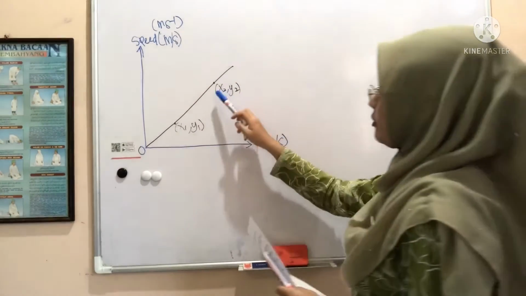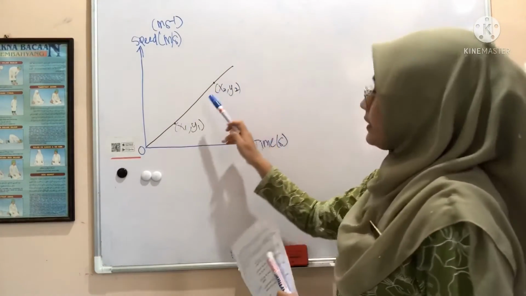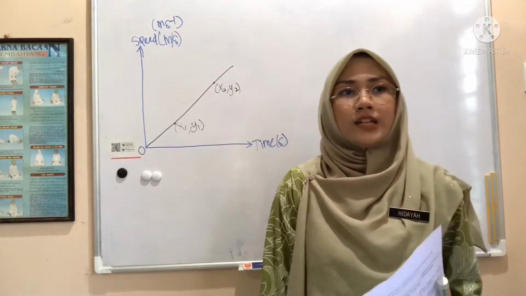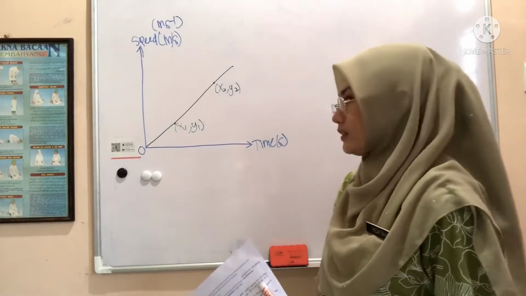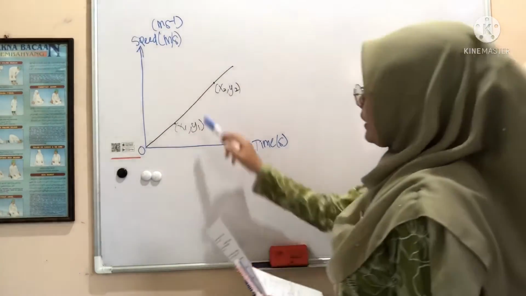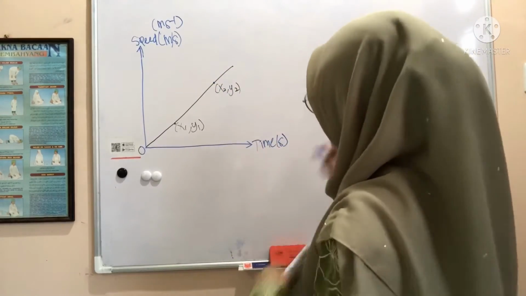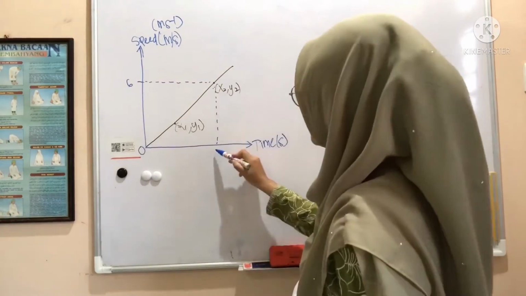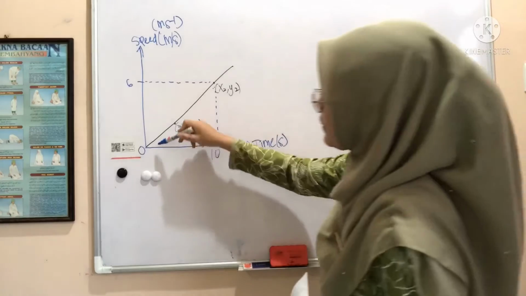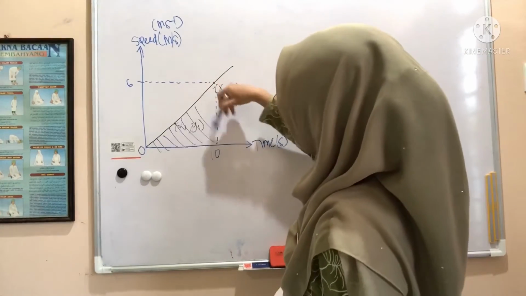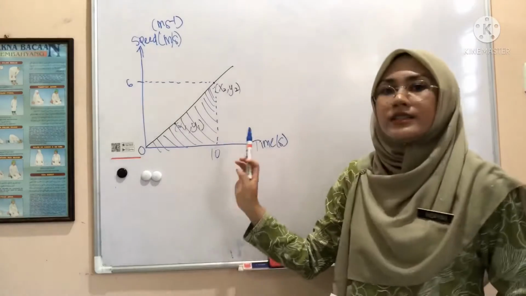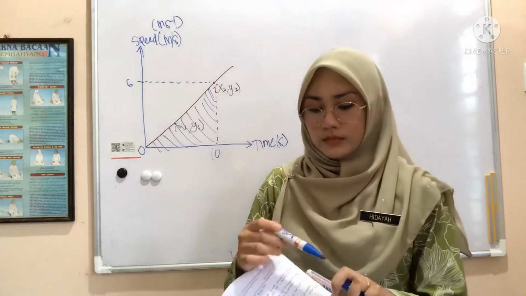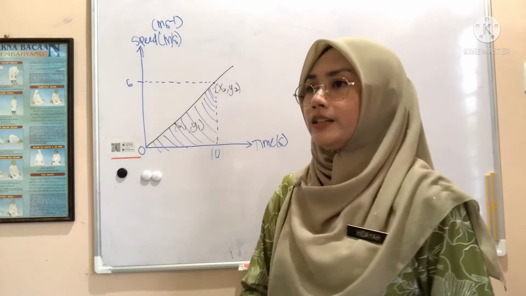Okay, the gradient of the graph represents the rate of change of speed with respect to time, which means acceleration, or in Malay is pecutan. Okay, the area under the graph, okay, I will sketch. Let's see. Okay, the area under the graph, so this area is the distance traveled by the motion or by the object. Okay, so far, is it clear?